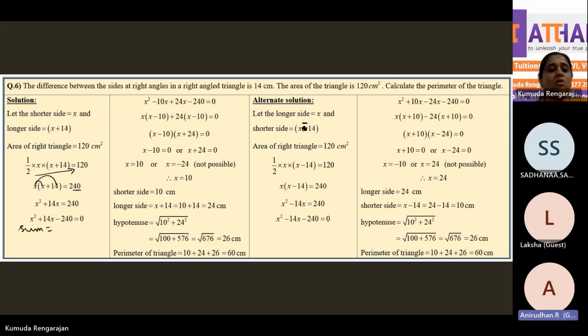Ma'am, what is the sum and the product? Ma'am, 240 x into x plus 14. What is the sum and what is the product? The product is 240. What 240? Minus 240 and the sum is 14. The sum is 14. Yes or no? We don't know that?